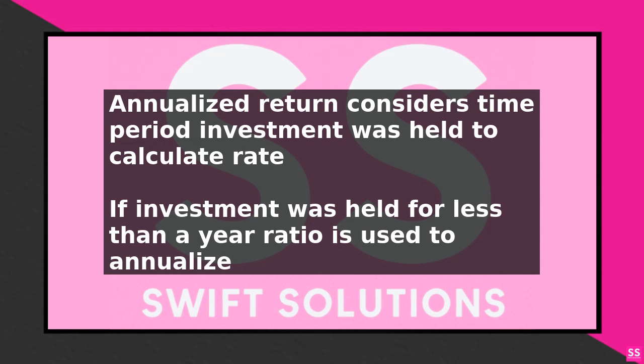Practical examples can help illustrate this concept. Suppose you invested $1,000 in a portfolio and it grew to $1,100 in 6 months. The total return would be 10%. To annualize this return, you would multiply 10% by 2, resulting in an annualized return of 20%.